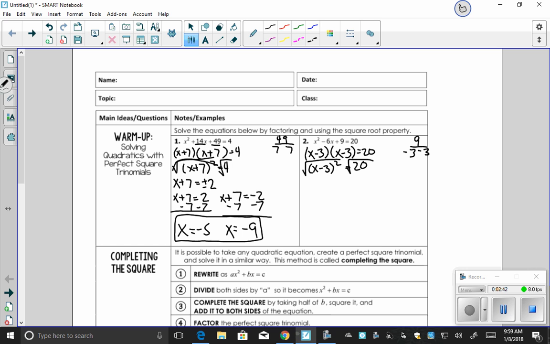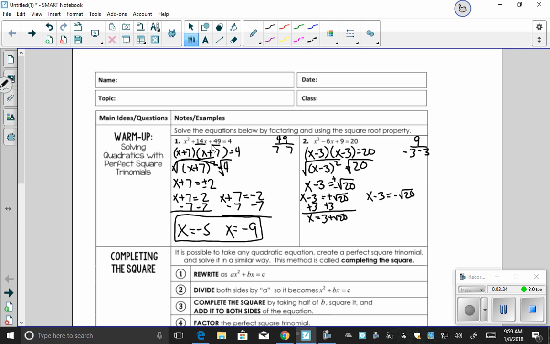Square root both sides, and you're left with x minus 3 equals plus or minus square root of 20. For this problem, you're going to have x minus 3 equals positive square root of 20, and x minus 3 equals negative square root of 20. Add 3 to both sides, and you get x equals 3 plus square root of 20. That is not your final answer.